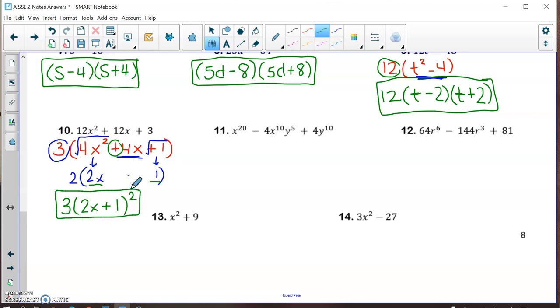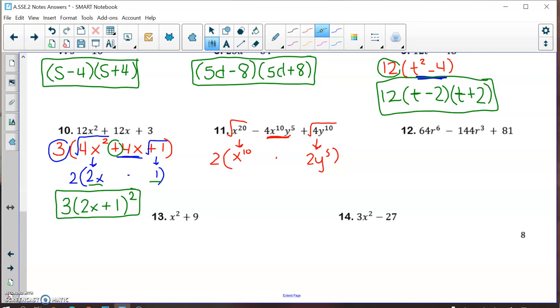All right, in number 11, let's see if this is a perfect square trinomial. Taking the square root of x to the 20th power, that's an x to the 10th power. Taking the square root of 4y to the 10th power, that's a 2y to the 5th power. Multiplying these two things together, I get a 2x to the 10th, y to the 5th. And multiplying by 2, I do get a 4x to the 10th, y to the 5th, ignoring my sign in between. So this is a perfect square trinomial.